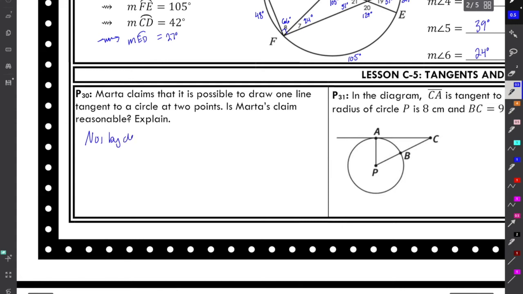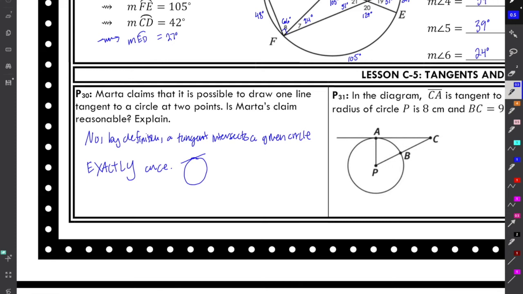By definition, a tangent intersects a given circle exactly once. It can't intersect a circle twice because if I have this tangent line here, that's where it gets the closest to the circle. It intersects once, and then it goes on and on forever in the other direction.